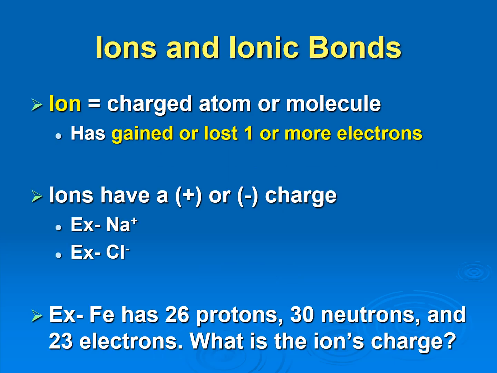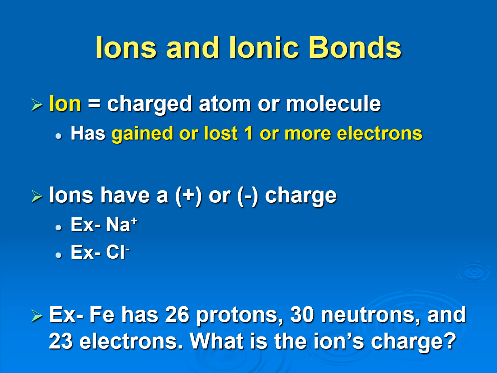So we just talked about covalent bonds, and the next type of bond we're going to talk about are ionic bonds. But before we get to that, we need to explain what ions are. So an ion is just a charged atom or molecule, and ions have just gained or lost one or more electrons. And ions will either have a positive or negative charge. So an example would be like a sodium ion or a chloride ion.